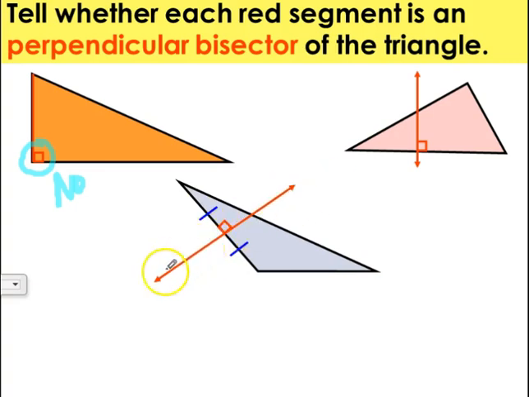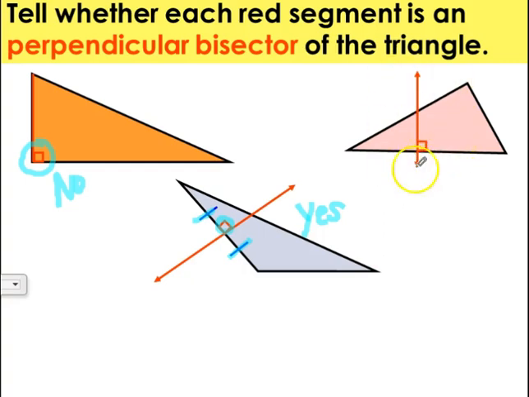So here we've got the line that's coming through and intersecting. Is it doing it at a right angle? We've got the right angle. Does it cut the side into 2 equal parts? It does. That's what that tick does. Both those ticks tell us. So yes, that is an example of a perpendicular bisector.